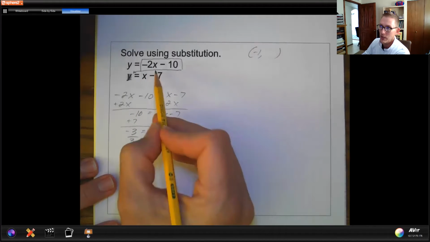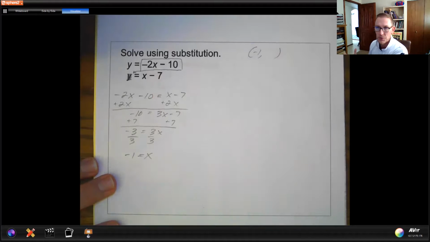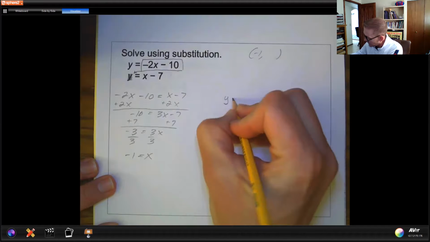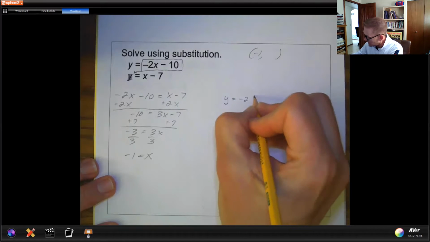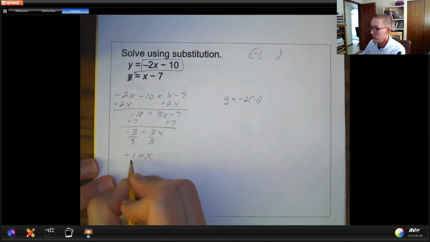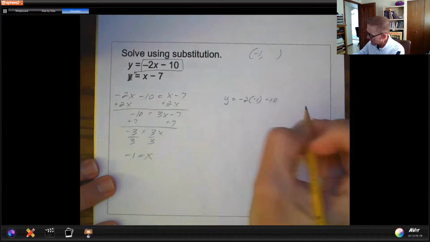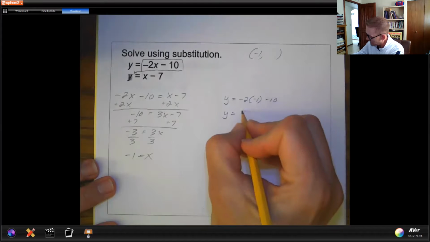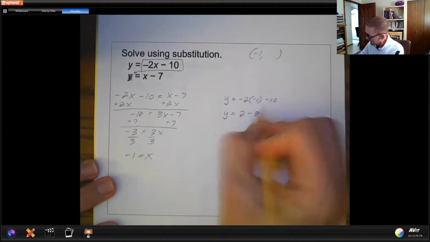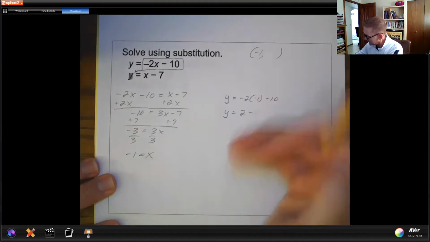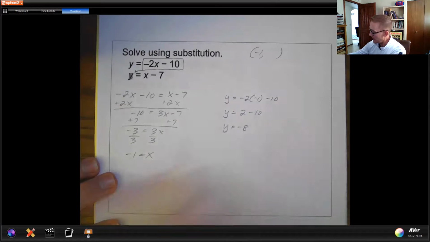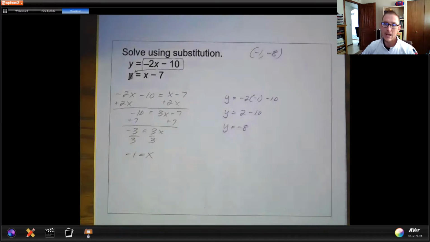Now, I usually like to plug it into the one that I have the box around, because for substitution, that works out really nicely. So I'm now going to get y equals -2 times x, which gets replaced with this -1, minus 10. Y equals 2 negatives makes it a positive. Oops. I already jumped the gun and gave you the answer. And there's my y value of -8. And I got the exact same solution as if I had graphed them.